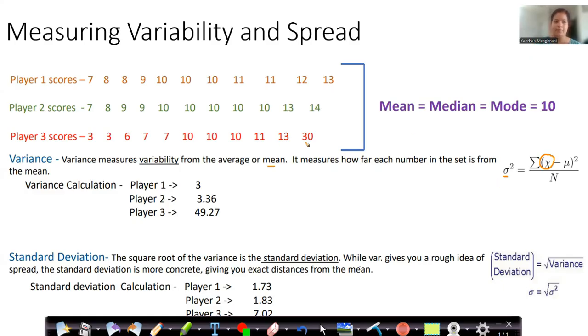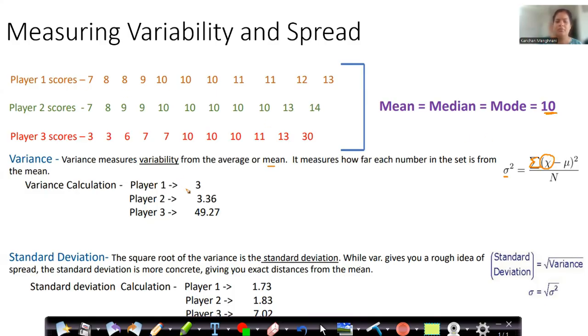So for example, if I want to do it for player 1, we know that the mean is 10. For each value, you'll say 7 minus 10, and then you'll square it. Even if it is negative, it won't matter because you're squaring it. So 7 minus 10 is 3 squared, plus 8 minus 10, which is 2 squared, again 8 minus 10, which is 2 squared, and so on. In this formula, we are adding all these values, so we are taking into account each and every value in the series.